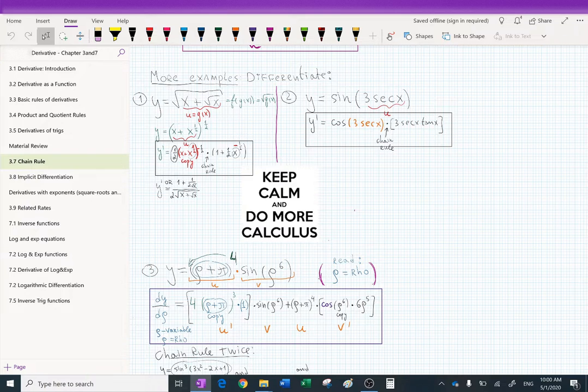The challenge there is to keep the previous function, differentiate it, but keep the function inside the same, then times the derivative of the function inside, then times the derivative of the function inside, and so on, until you're done.